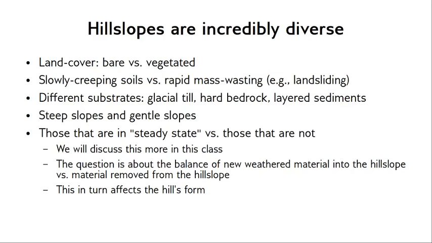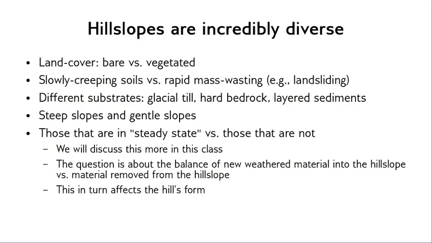Hillslopes can, as I was mentioning, be related to slowly creeping soils or rapid mass wasting like landsliding. They can be made of different substrates, things like glacial till, bedrock, or sediments that form layers. Their slopes can be steep or gentle. And there are some that are in what we call steady state, and some that aren't.